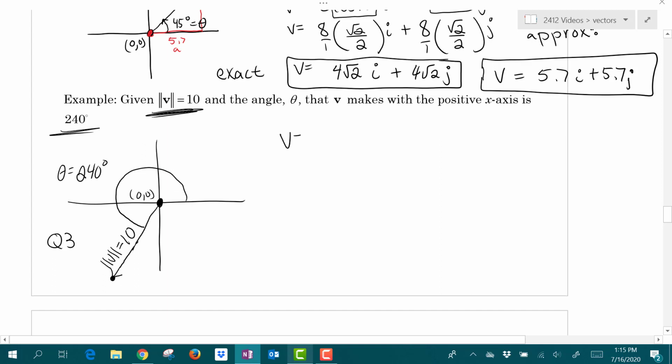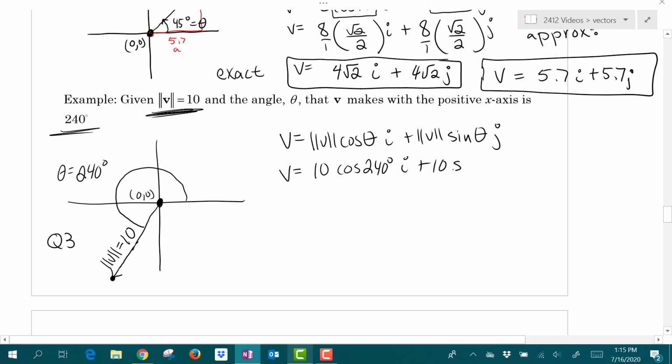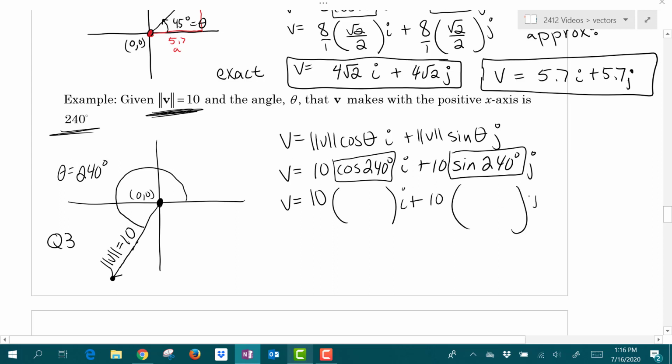Alright, so we're going to use that formula. For the magnitude we're going to put 10. For that direction angle we're going to put 240 degrees. Alright, so let's start out by finding the exact value. So I am going to say 10 times, and we're going to find out what are the ratios for sine and cosine. Now when you do this, you are going to replace everything in that box with a ratio. So sine and cosine are going to go away.